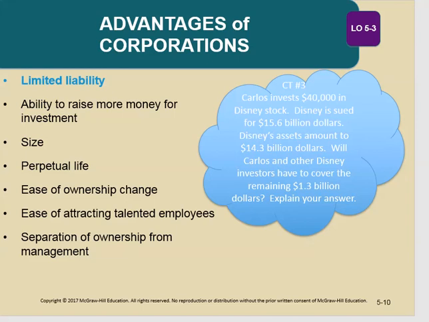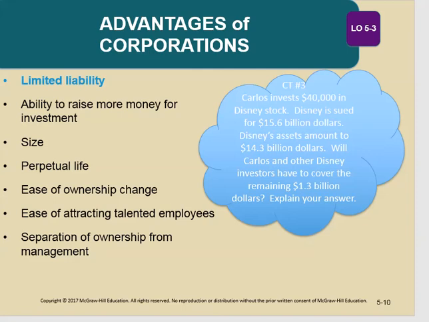You can easily change ownership. So, for example, if I own 10 business stocks in Disney, then I can easily go onto the stock exchange and sell them to anybody I want. You can now attract more talented employees because you're larger. And again, you have the separation of ownership from management.